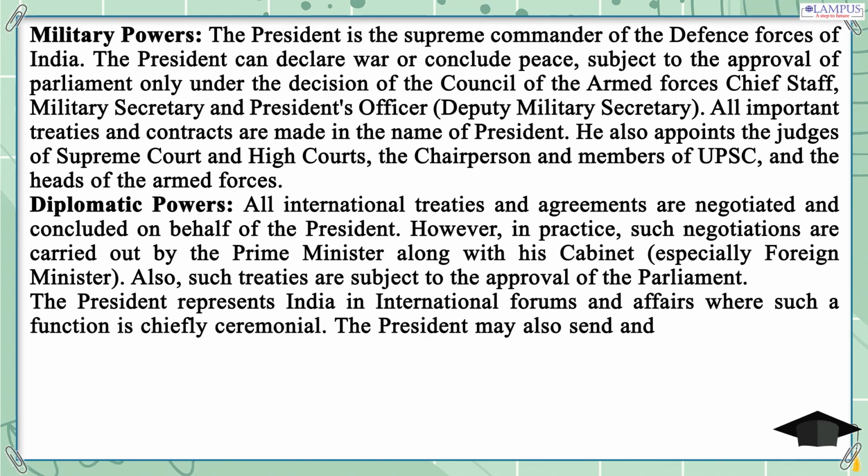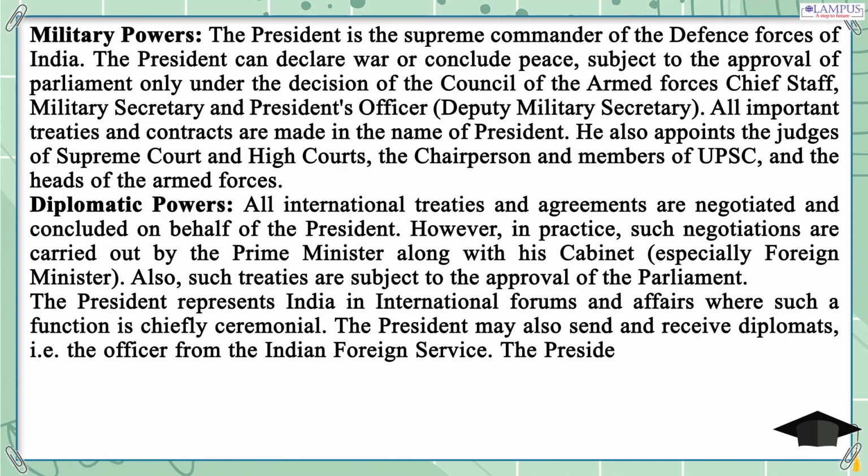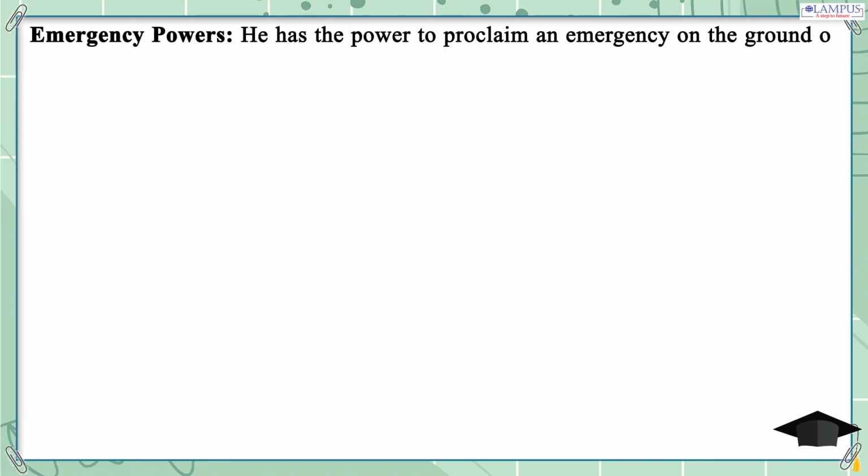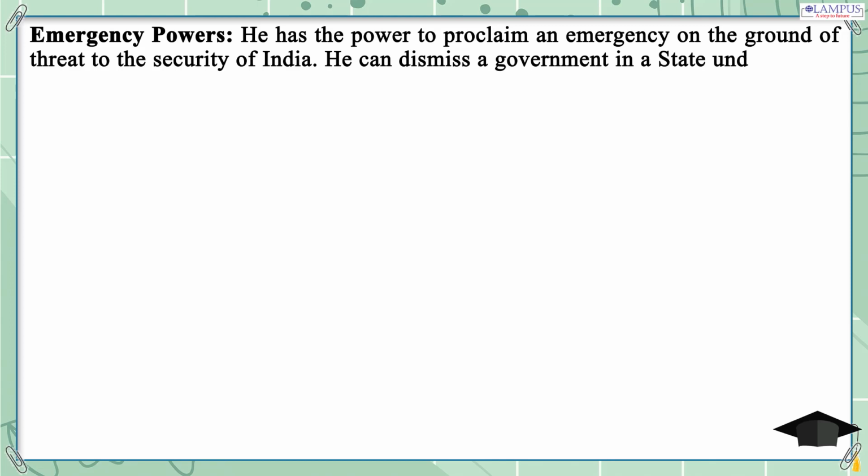The President may also send and receive diplomats, i.e. the officers from the Indian Foreign Service. The President is the first citizen of the country. Emergency powers. He has the power to proclaim an emergency on the ground of threat to the security of India. He can dismiss a government in a state under Article 356 and 365.